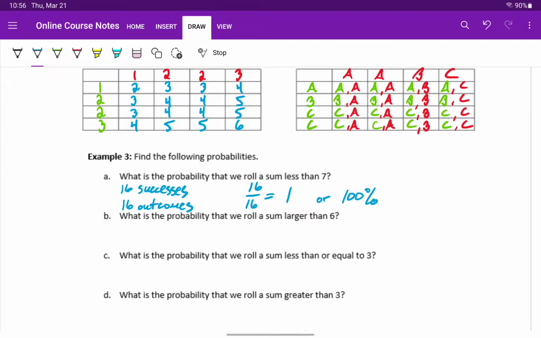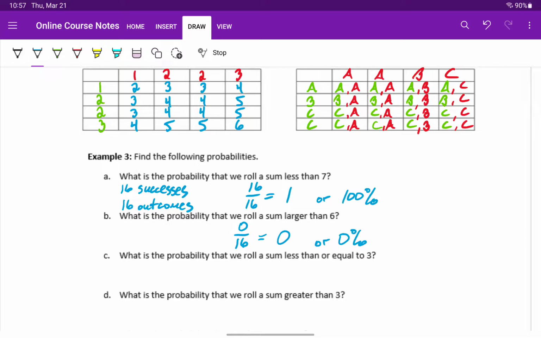In part B, what's the probability that we roll a sum that's larger than 6? There are no sums that are larger than 6, so again we have 16 possible outcomes. There are no successes, there are no cases where we could roll a 7 or larger. So this would be 0 over 16, which would give us 0 or 0%. Keep in mind we can never have a probability larger than our result in part A or smaller than our result in part B. Our number always has to end up being between 0 and 1.